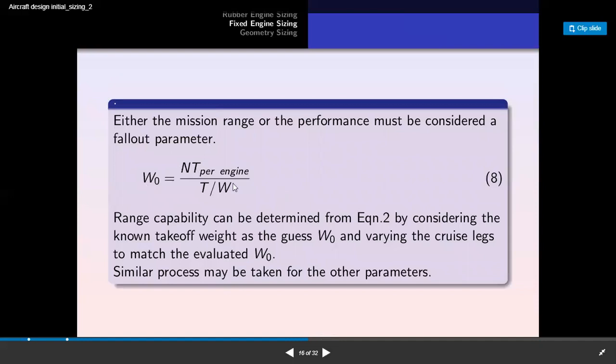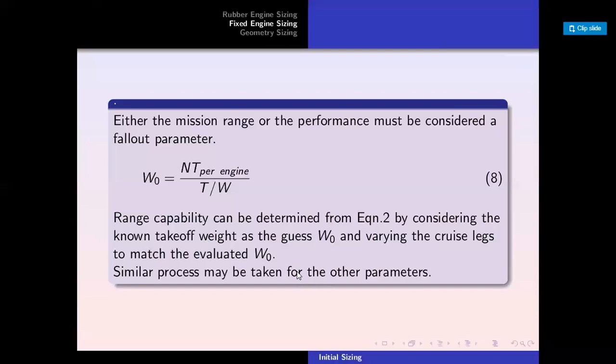How much thrust is produced per engine, as well as T by W, which is the thrust to weight ratio. Range capability can be determined by equation 2. What is equation 2? This is the Breguet range equation. So what we take into consideration is L by D times V by C times ln of Wi by Wi minus 1. That is the equation for range. With a known takeoff weight and a guessed W naught, we vary the cruise legs to match the evaluated W naught. Similarly, the process may be taken for the other parameters.